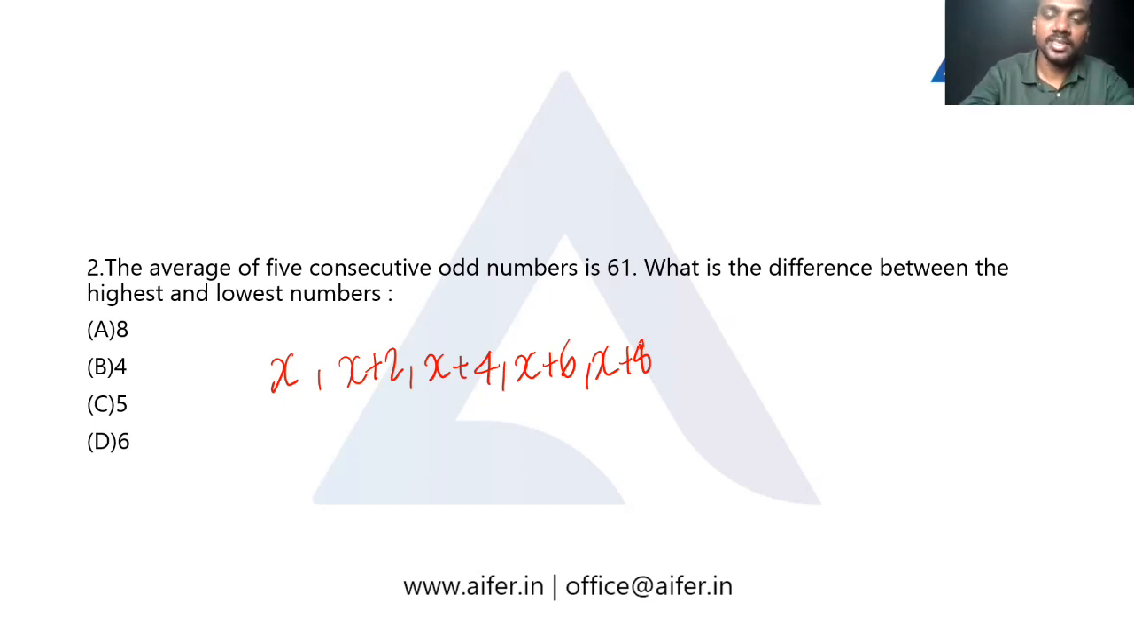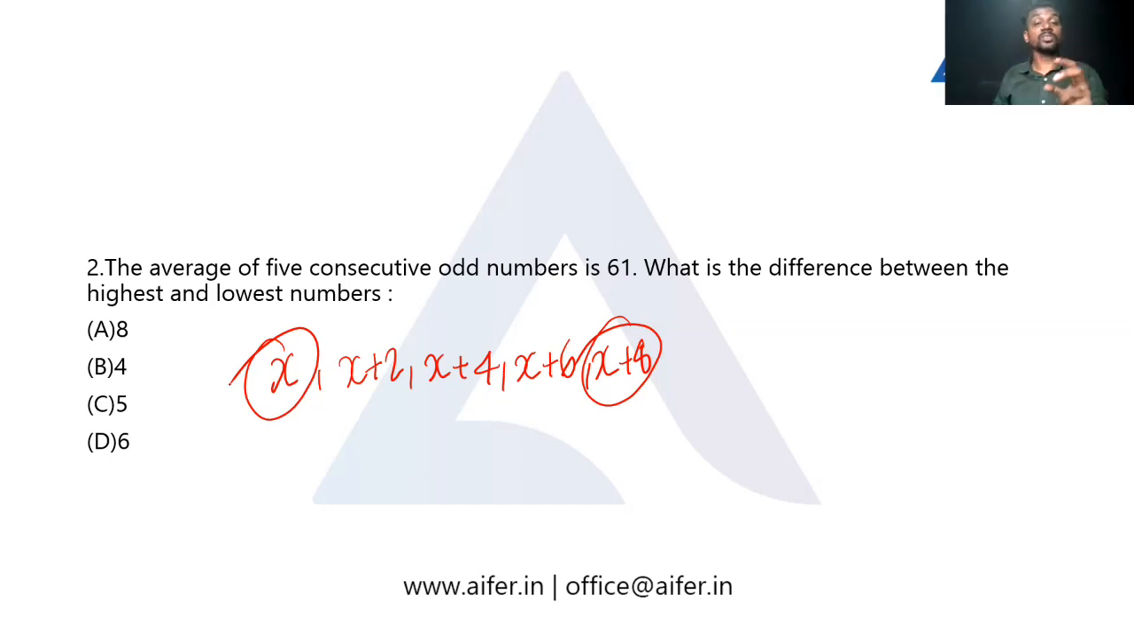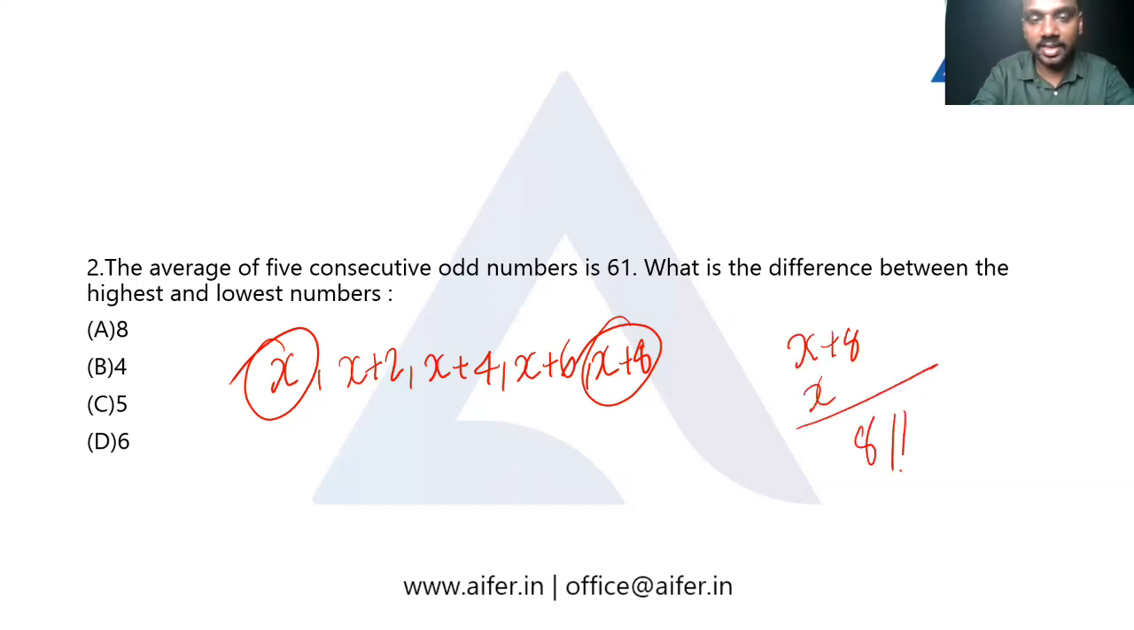We have highest number is x plus 8, and the lowest number is x. So what's the difference between highest and lowest? It's simple. We have x plus 8 minus x is equal to 8 as the correct answer for this particular question.